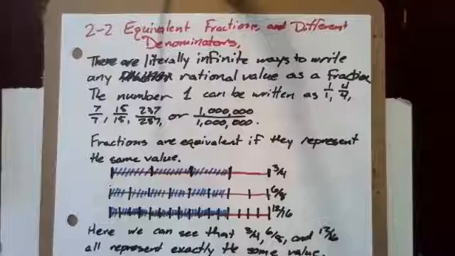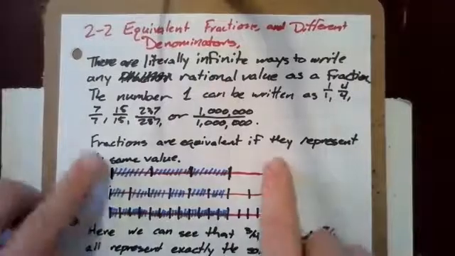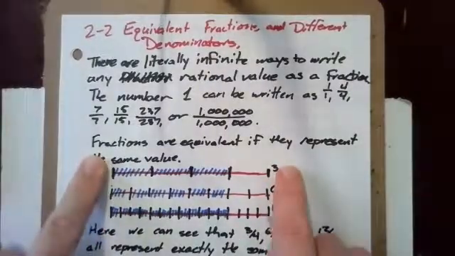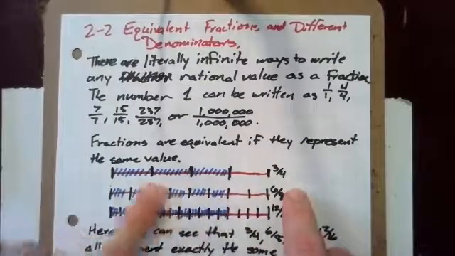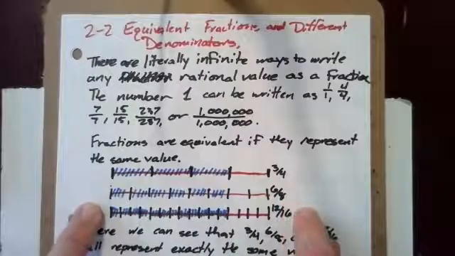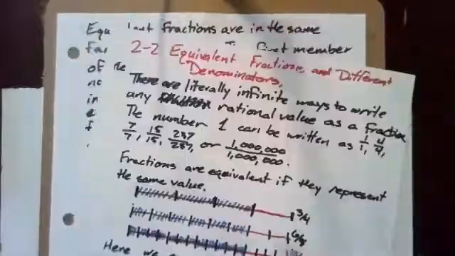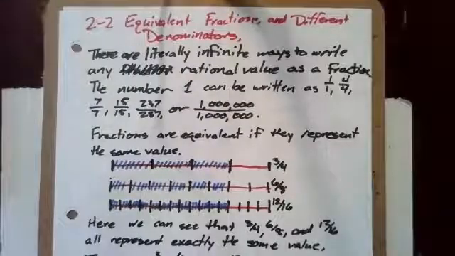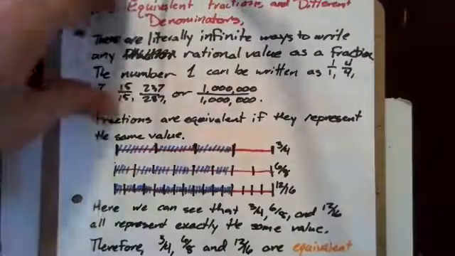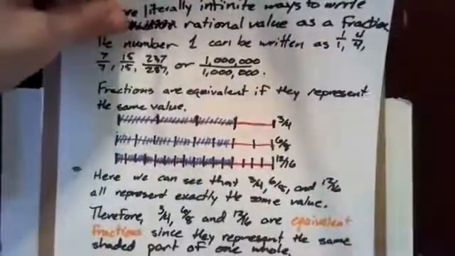Fractions are equivalent if they represent the same value. Here we can see that 3/4, 6/8, and 12/16 all represent exactly the same value. They're exactly the same length line. This one is divided up into fourths, and 3 of them are shaded. This one is divided into eighths. 6 of them are shaded. This one is divided into 16ths, and 12 are shaded. Therefore, 3/4, 6/8, and 12/16 are equivalent fractions since they represent the same shaded part of one whole.